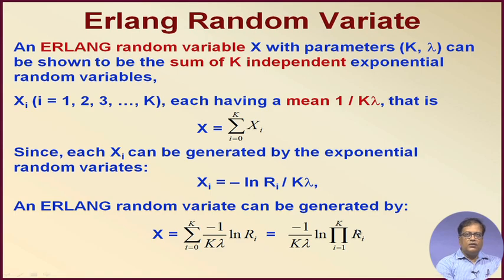What is the advantage we get out of this? Suppose we know that there are k independent exponential random variables, all of these things happening simultaneously.